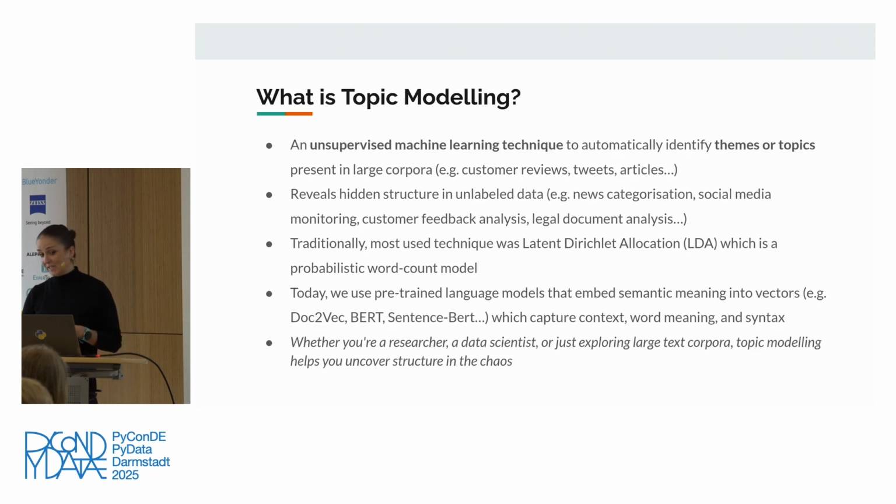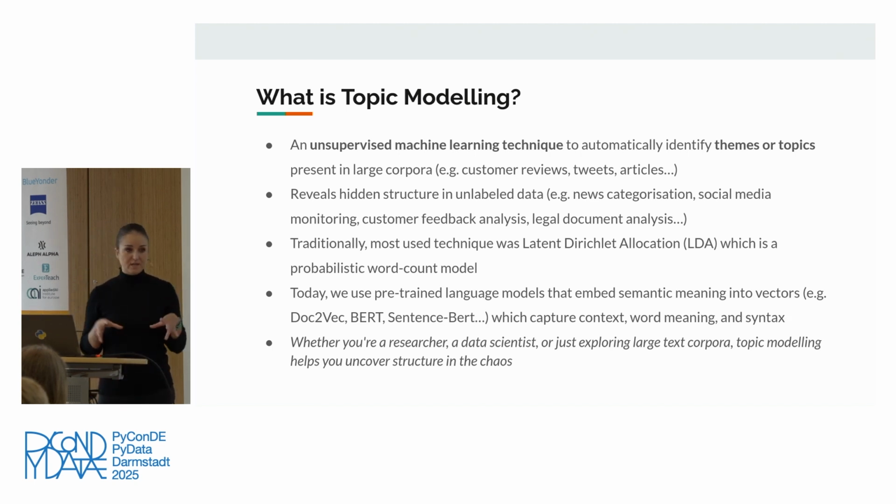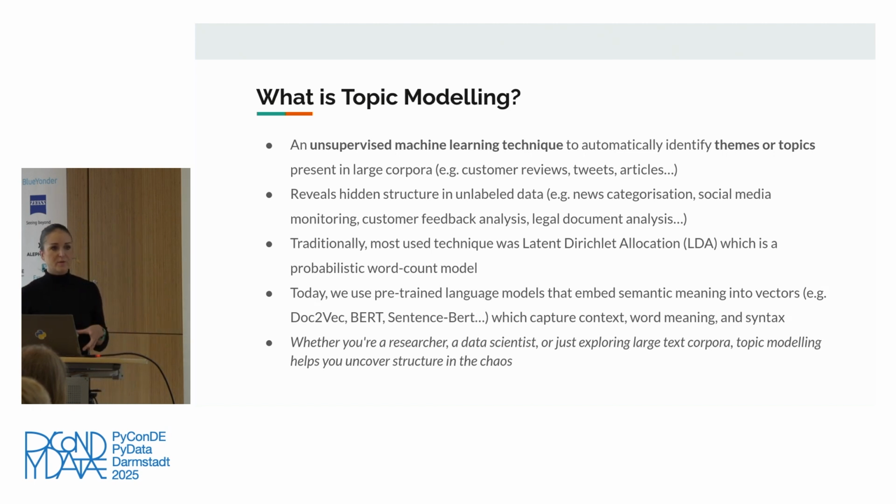So what is topic modeling? It's an unsupervised machine learning technique to automatically identify themes, or topics, hence topic modeling, in very large datasets. So you can think about tweets, customer reviews, news articles, literally anything in textual format. However, most of that corpora is not labeled, right? Hence unsupervised. Once we throw that data in a topic model, we can cluster it, which might reveal hidden structure in unlabeled data. So for example, think of news categorization, social media monitoring, customer feedback analysis, and legal documents as well.